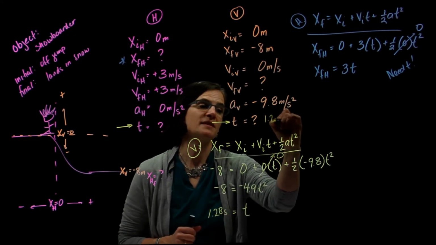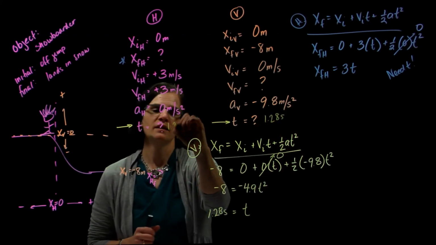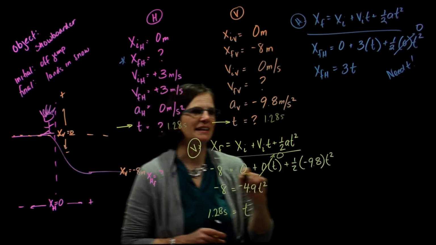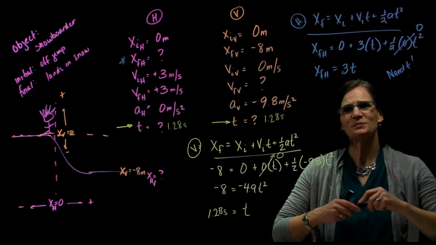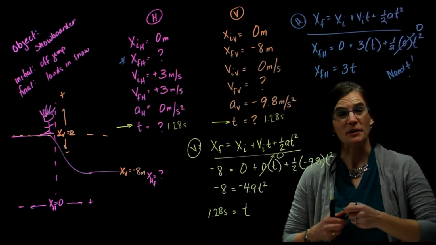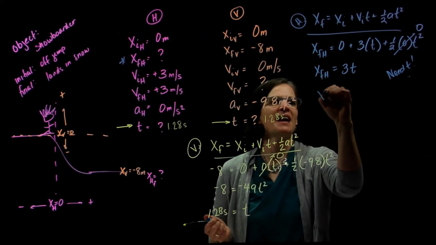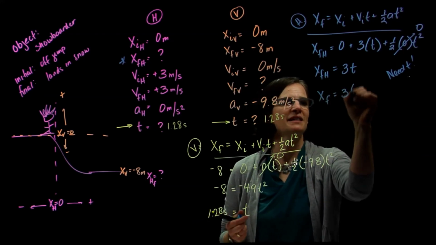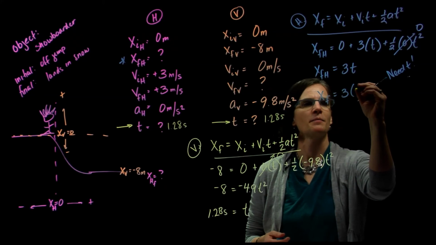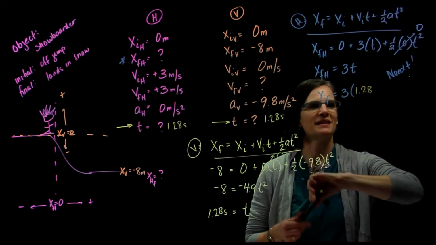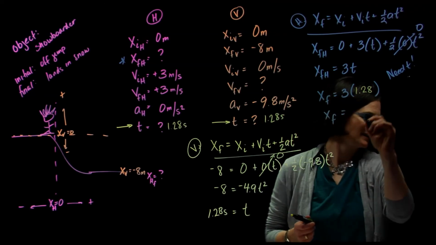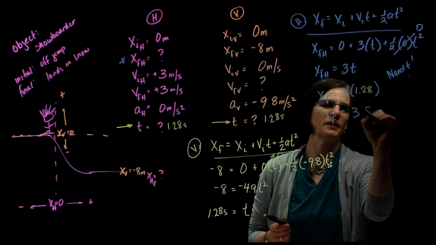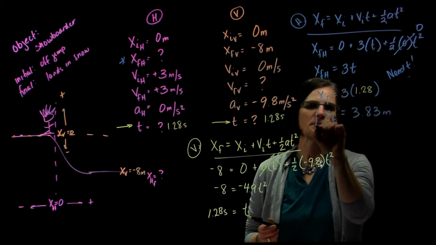So my time is now a value that I know. I've been able to calculate it, and I can now use it where I need to. So going back to my final position, which is what I wanted, x final is equal to 3 times my value of time of 1.28, and I find that x final is equal to 3.83 meters.